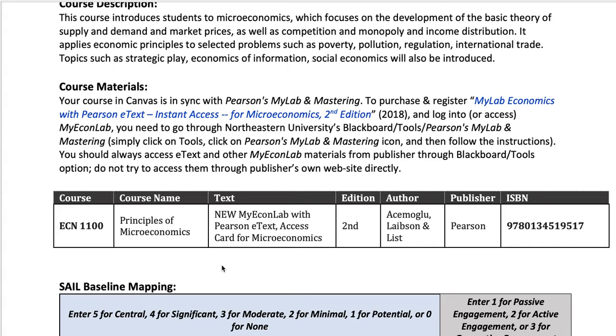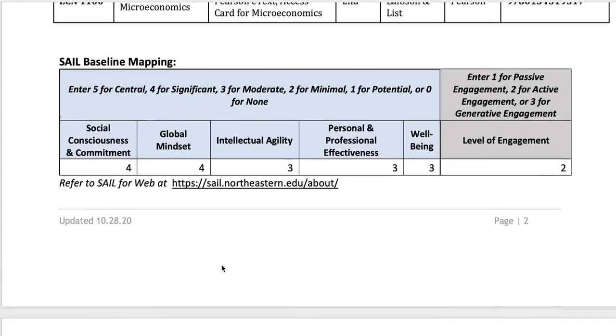So it's required, and it's much more straightforward if you do it this way through the MyLab Pearson link within Canvas. If you need a hard copy of the book, there are plenty of copies that would be available to use that you could get inexpensively.